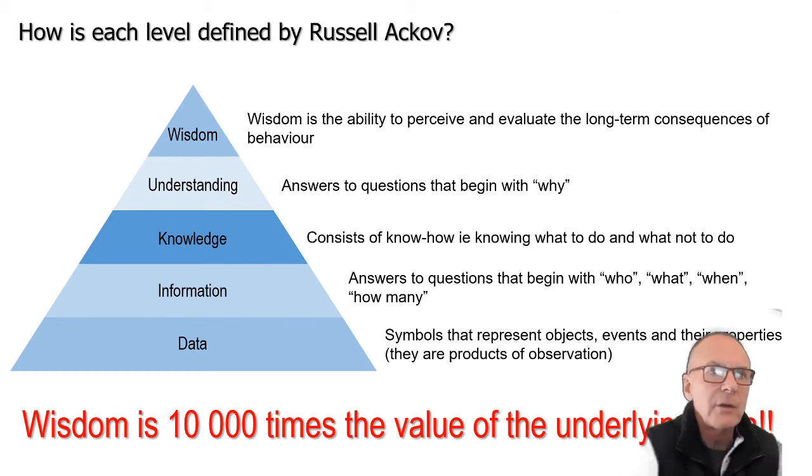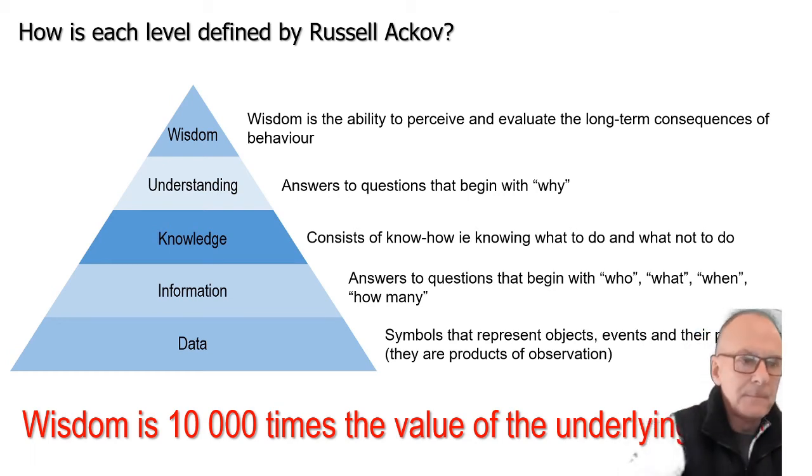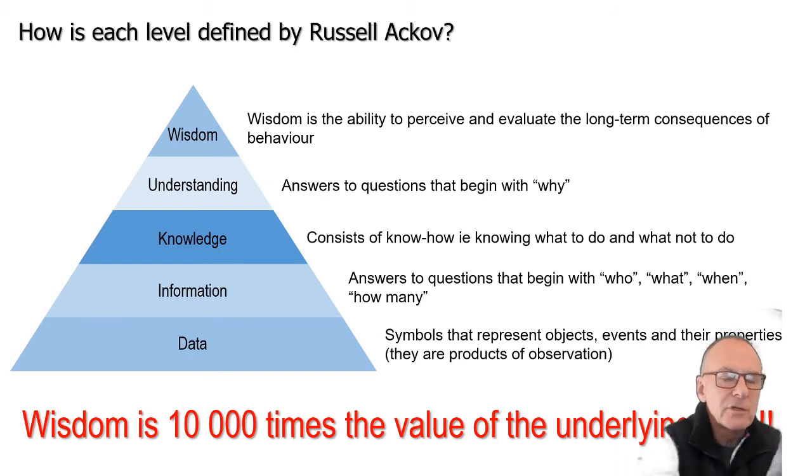Knowledge consists of know-how, knowing what to do and what not to do. In other words, don't turn that motor on if this condition is in the plant. That's when you have some knowledge. Understanding is answers to questions that begin with why. Why didn't the batch work? It started off with exactly the same ingredients. Why didn't the batch work? And wisdom is the ability to perceive, to evaluate the long-term consequence of behavior. In other words, if I tweak that, I know because of all the stuff that's gone around me, what will happen and what the consequences of those decisions are.